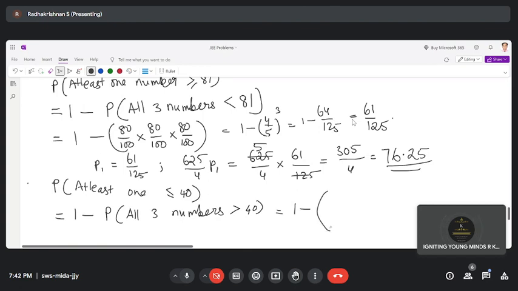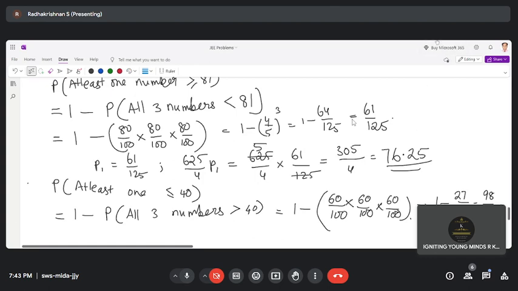So we are doing this experiment with replacement, right? So greater than 40 means there are 60 numbers, right? 60 by 100, right? So what does this come to? This is what you should have done, right? You got a different answer. This is 1 minus 3 by 5 cube. This is 60 by 100, which is 3 by 5. 3 cube by 5 cube is 27 by 125. So that is 98 by 125 is what you're getting.